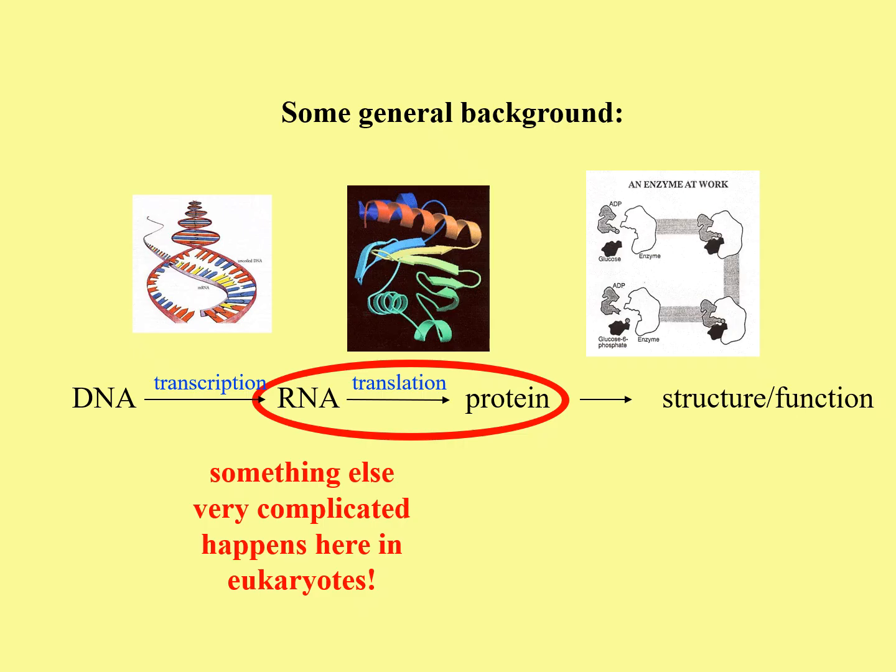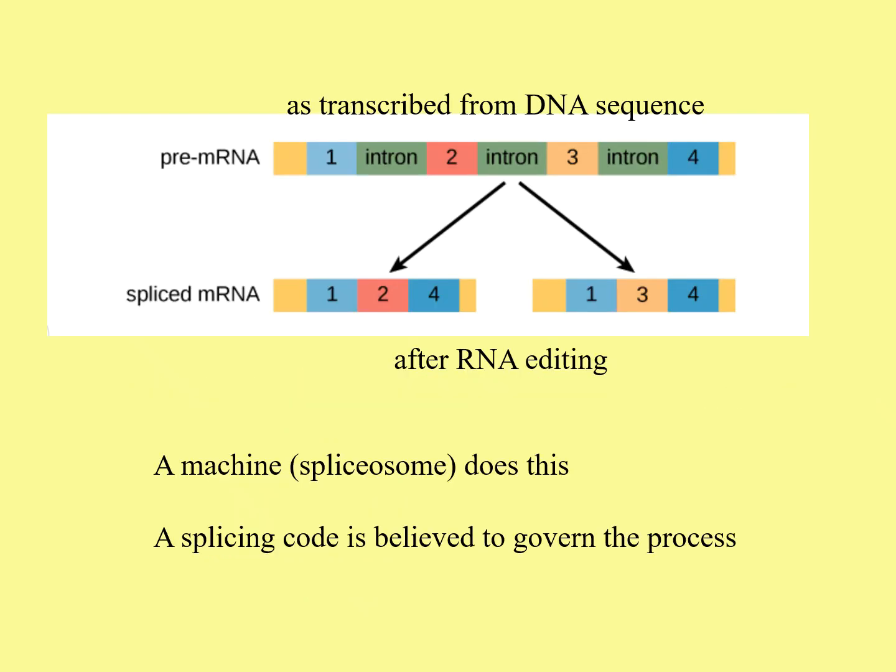Discovery number 10 is that in eukaryotes, something very complicated happens in the step of translating the RNA message into protein. Eukaryotes are organisms whose cells have a membrane-bound nucleus and other membrane-bound compartments. In eukaryotes, DNA sequences that form genes have many segments called exons, shown as the numbered boxes in this diagram, that code for portions of proteins.